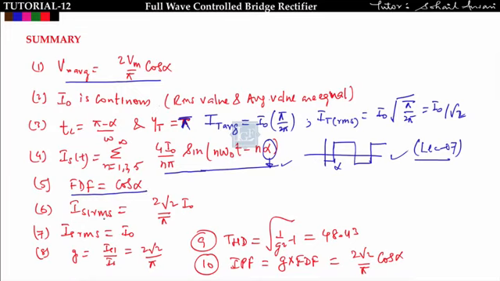Also, to find Is1 RMS, the fundamental source RMS current, you only have to put n equal to 1 and find Im. Im you will get as 4 I naught upon pi, and Im by root 2 will give you the RMS value, that is equal to 2 root 2 upon pi into I naught. Now Is RMS we have found is equal to I naught only. So Is1 upon Is will give you the distortion factor, that is equal to 2 root 2 upon pi, and THD will come out to be 48.43%.